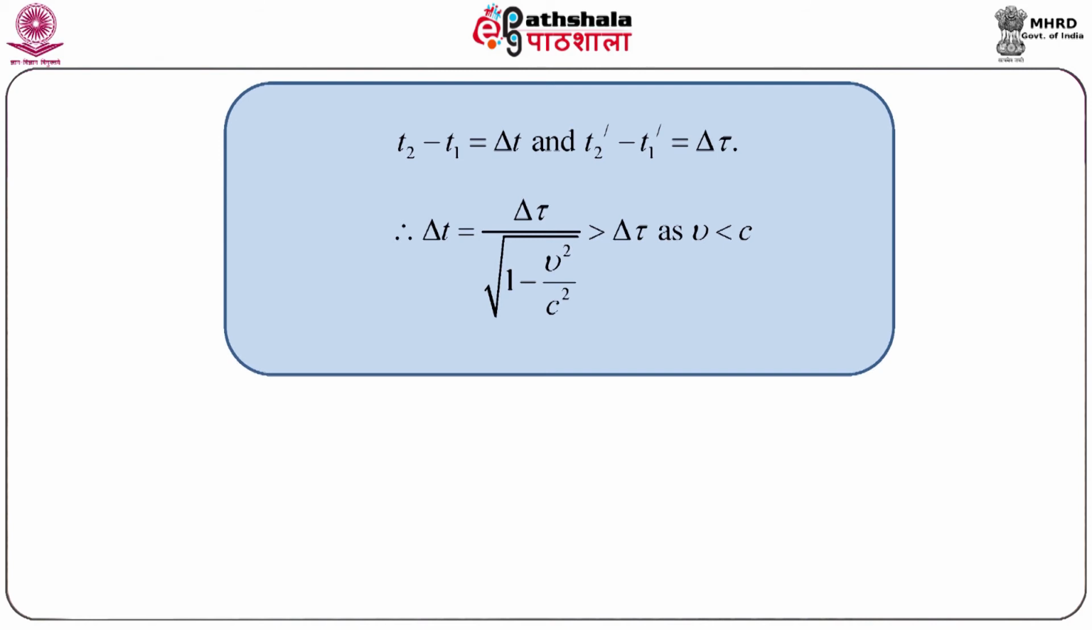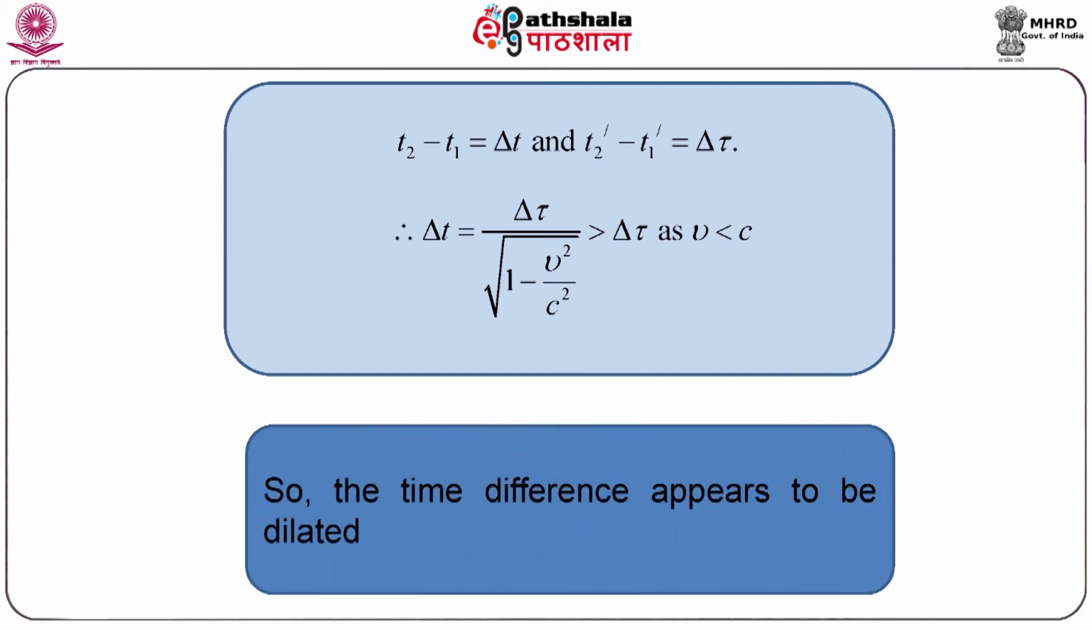Please keep in mind that both the frames are equivalent. So, the time difference triangular delta t is the time difference in frame S, whereas triangular delta tau is the time difference in frame S dash. Both should be the same, but here it appears that triangular delta t is greater than triangular delta tau. That is, we found the widening of time difference. Thus, the time difference appears to be dilated.